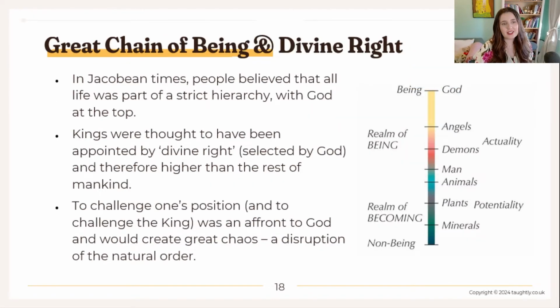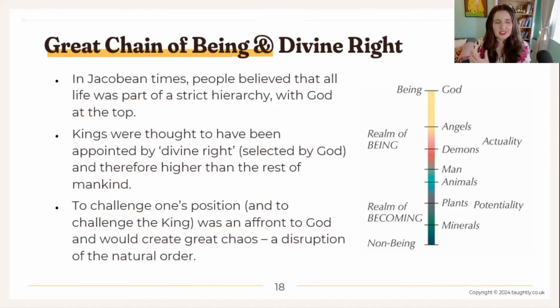Now, in the Jacobean times, people believed that there was a very, very strict hierarchy called the Great Chain of Being. You can see it right here. The Great Chain of Being is basically a hierarchy, right? You've got God, followed by angels, followed by demons. You'd have the king right here, man, animals, plants and minerals.